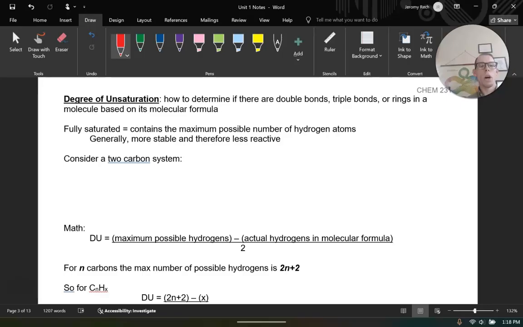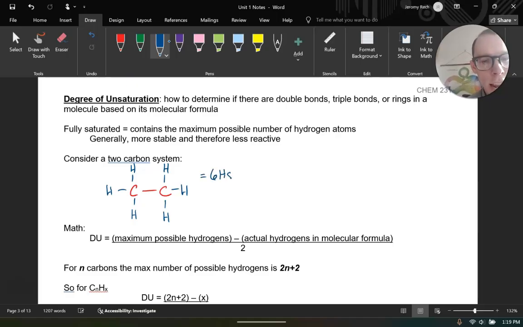So let's just consider a 2-carbon system. If I have just a carbon bonded to a carbon, how many total hydrogens can I stick onto those carbons? We know that carbon wants to have a total of 8 valence electrons, and to do that, it typically will have 4 bonds. So I can put a hydrogen here, here, here, here, here, and here. So I can put a total of 6 H's onto my 2-carbon system, and this would be an example of a fully saturated. So that maximum number of hydrogens would be 6.